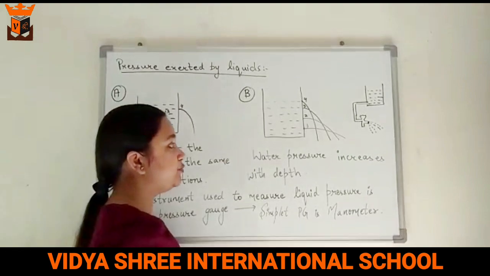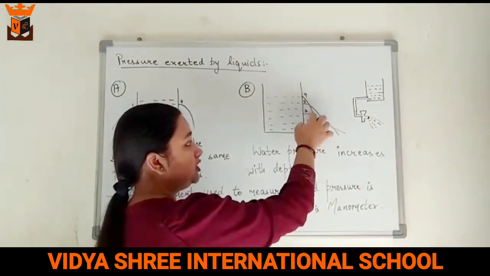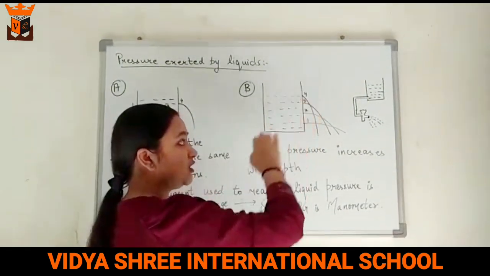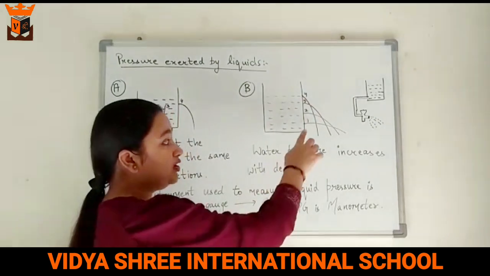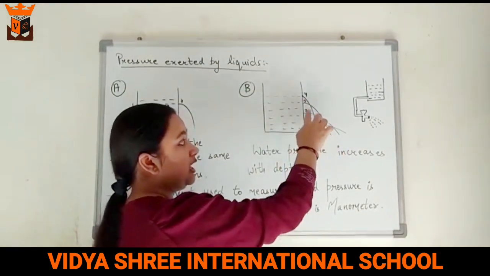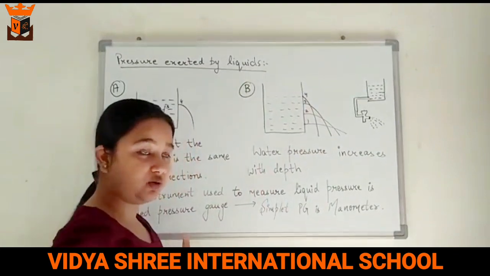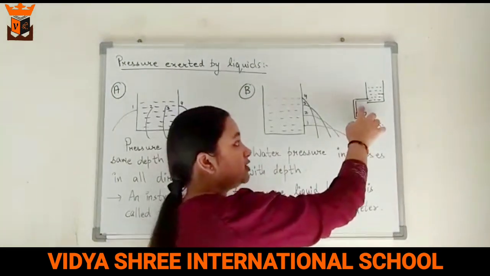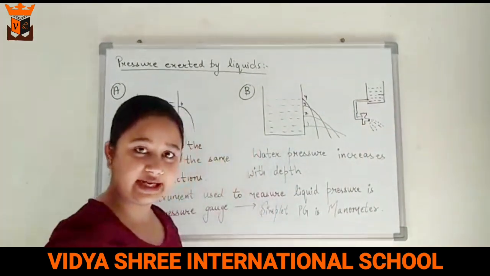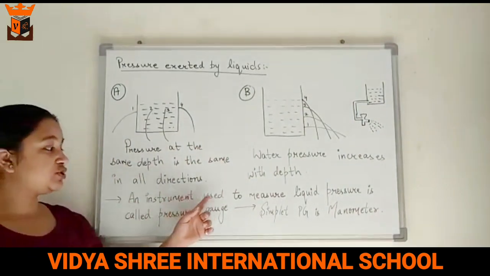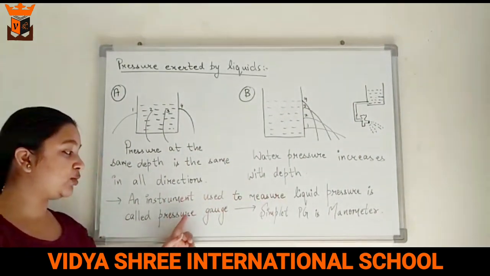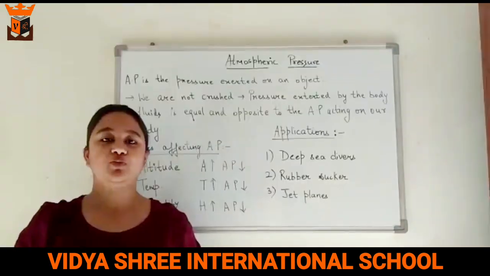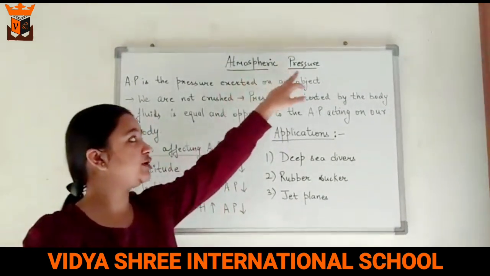Moving to the next diagram, you can see there are 4 points, 1, 2, 3 and 4. The water level above the first point is the lowest and it is highest above the 4th point. So the water pressure is lowest at point 1 and highest at the 4th point. What we conclude here is water pressure increases with depth. This is the reason why the pipes are always connected at the end of the water tanks. An instrument which is used to measure liquid pressure is known as a pressure gauge, and the simplest pressure gauge is the manometer.